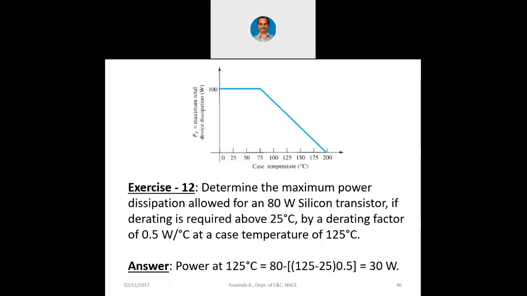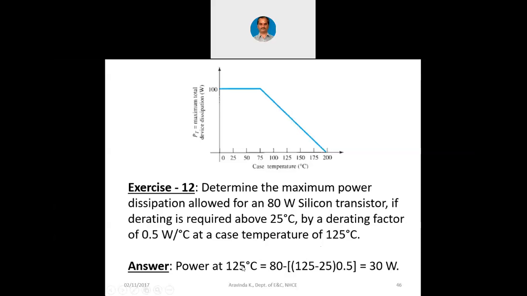Now we want it to work at 125 degrees centigrade. If it has to work at 125 degrees centigrade, then there must be a derating factor. The derating factor is given as 0.5 watt per degree centigrade. That is actually the slope of this line. That is defined as 0.5 watt per degree centigrade. For every 1 degree centigrade rise, 0.5 watt needs to be reduced.